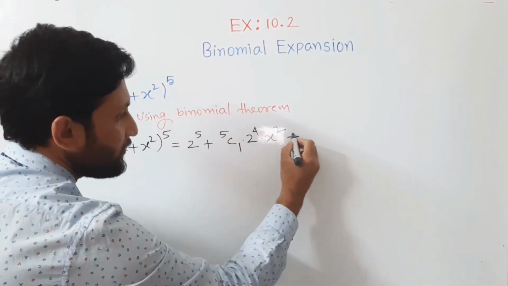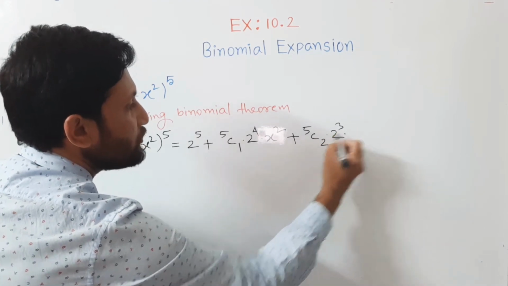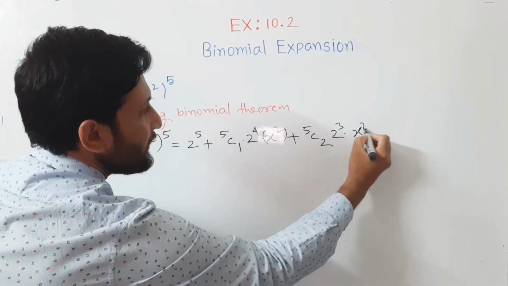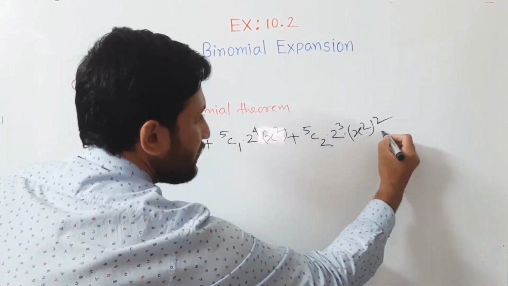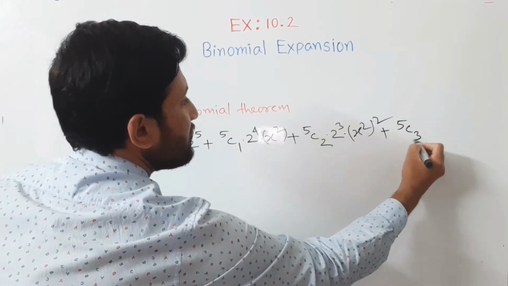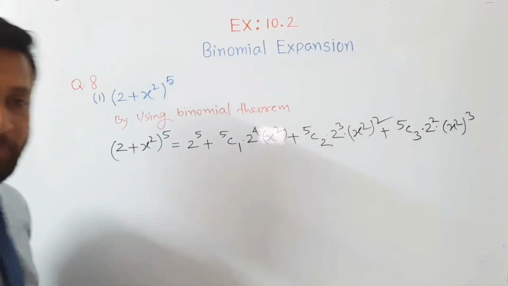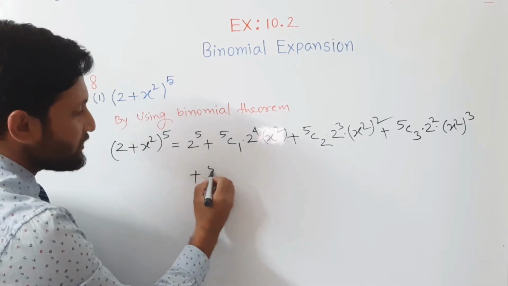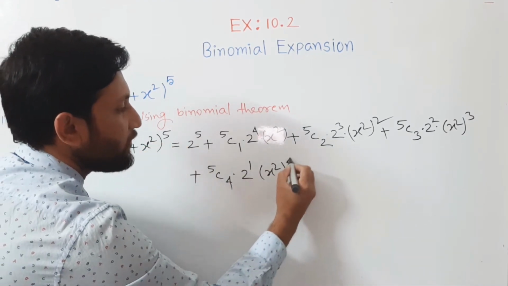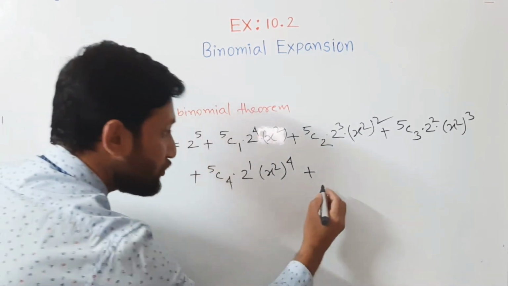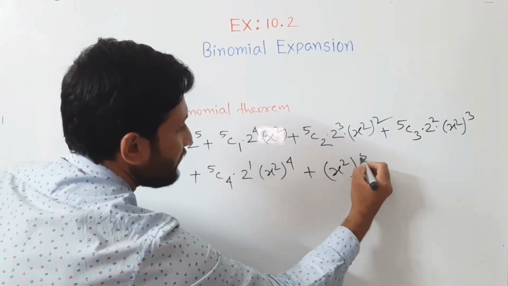x^2, and then the next term coefficient is 5C2, and decreasing 2^4, we can write 2^3, into multiplication of the second term from the binomial, increasing x^2 to (x^2)^2. And then write the next term, coefficient 5C3, into decreasing of 2^3, we can write 2^2, into increasing (x^2)^3, that means cube. Then the next term, coefficient 5C4, decreasing 2^1, we can write (x^2)^4. Now this is the last term, so the last term is just the second variable, that means the second term of the binomial, x^2, whole to the power 5.